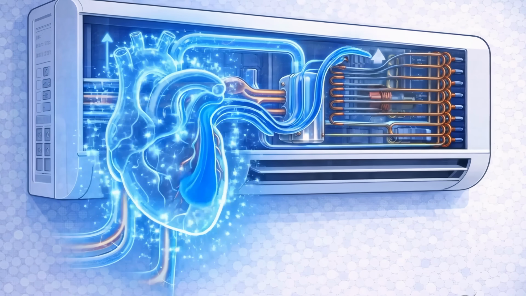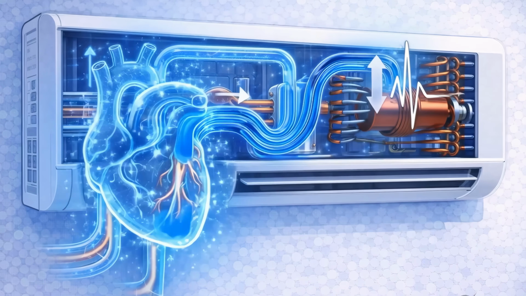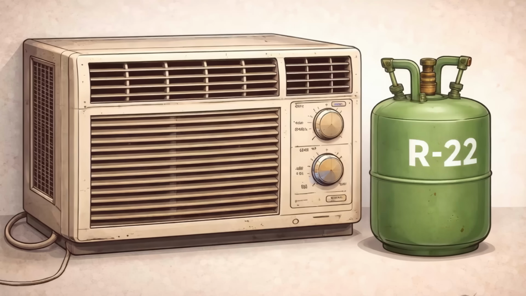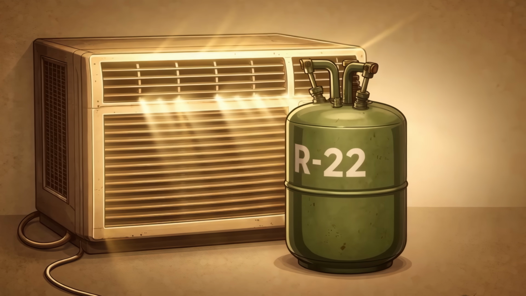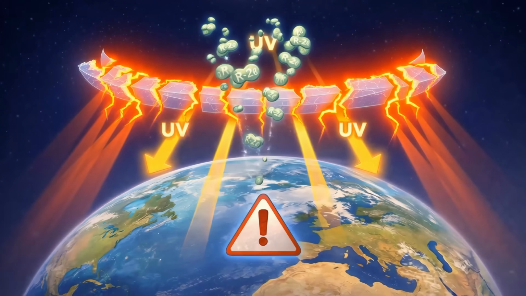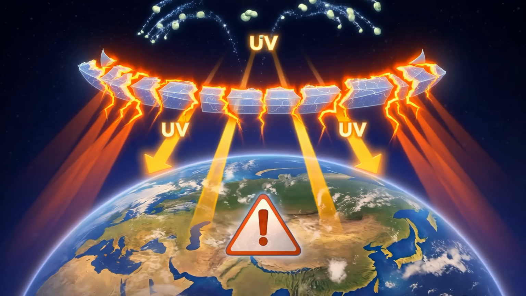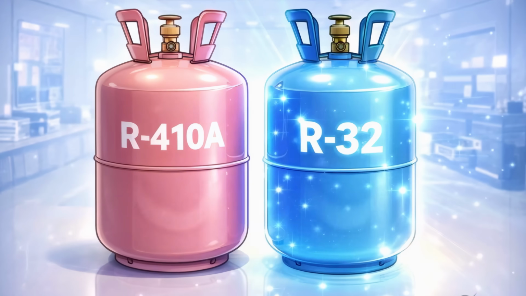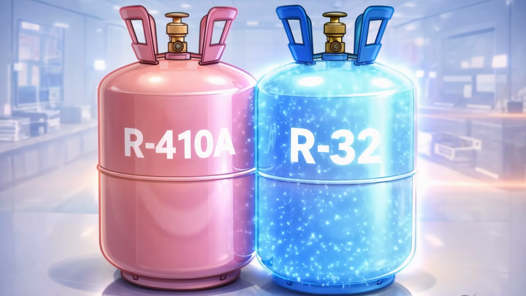Now, we've talked about the heart of the AC, but what about the blood that flows through it? That's the refrigerant gas. In the old days, almost every AC used a gas called R22, often known as Freon. It worked well, but it was a disaster for the ozone layer. In 2026, you'll rarely see it in a new machine. Instead, we've moved to modern heroes like R410A and the current favorite, R32.